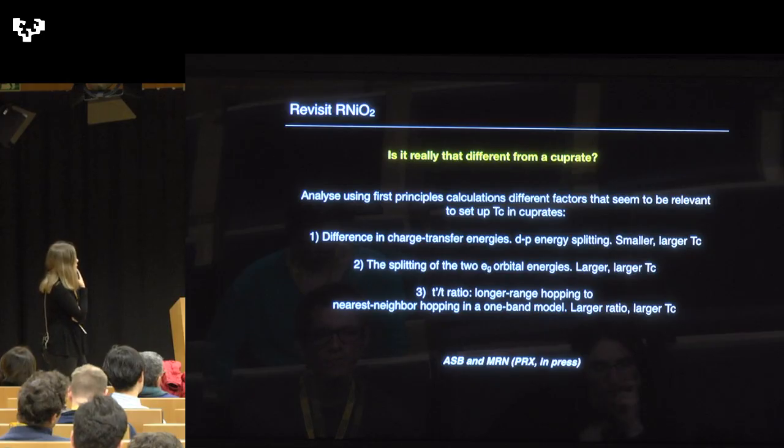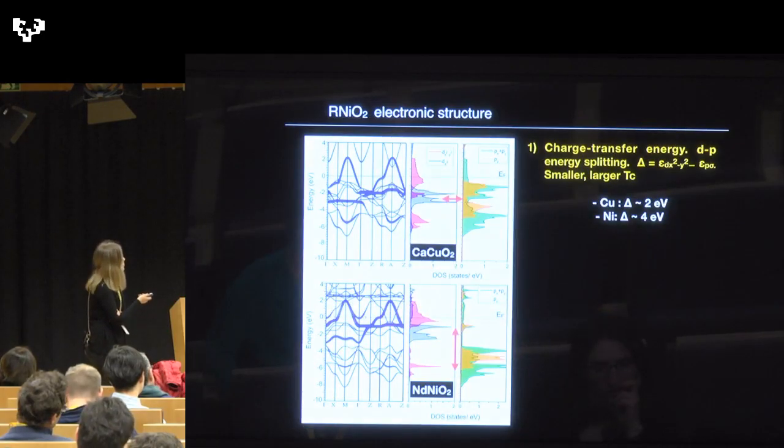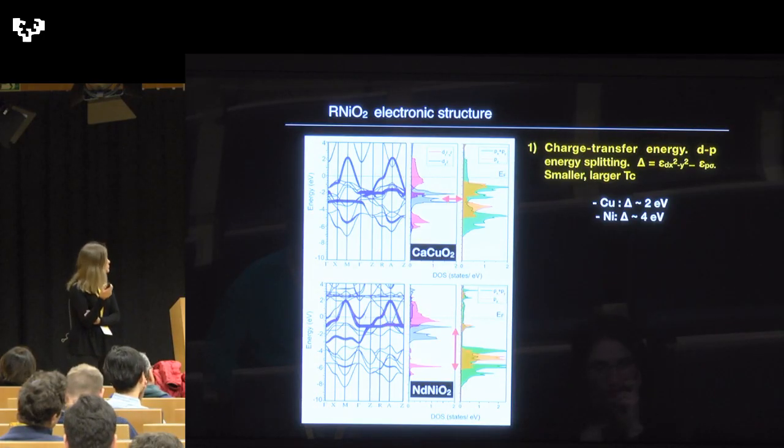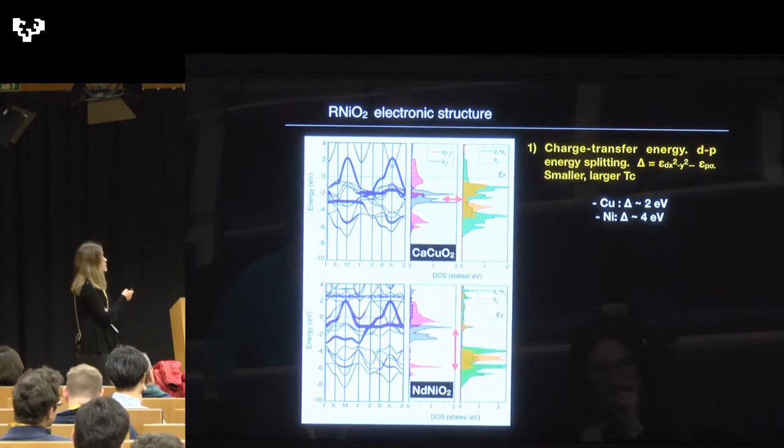Okay, so now that I've shown you at least some basics of the electronic structure, let me then move on to the three factors I mentioned I wanted to analyze. And the first factor, if you remember, was the charge transfer energy, or the DP energy splitting.